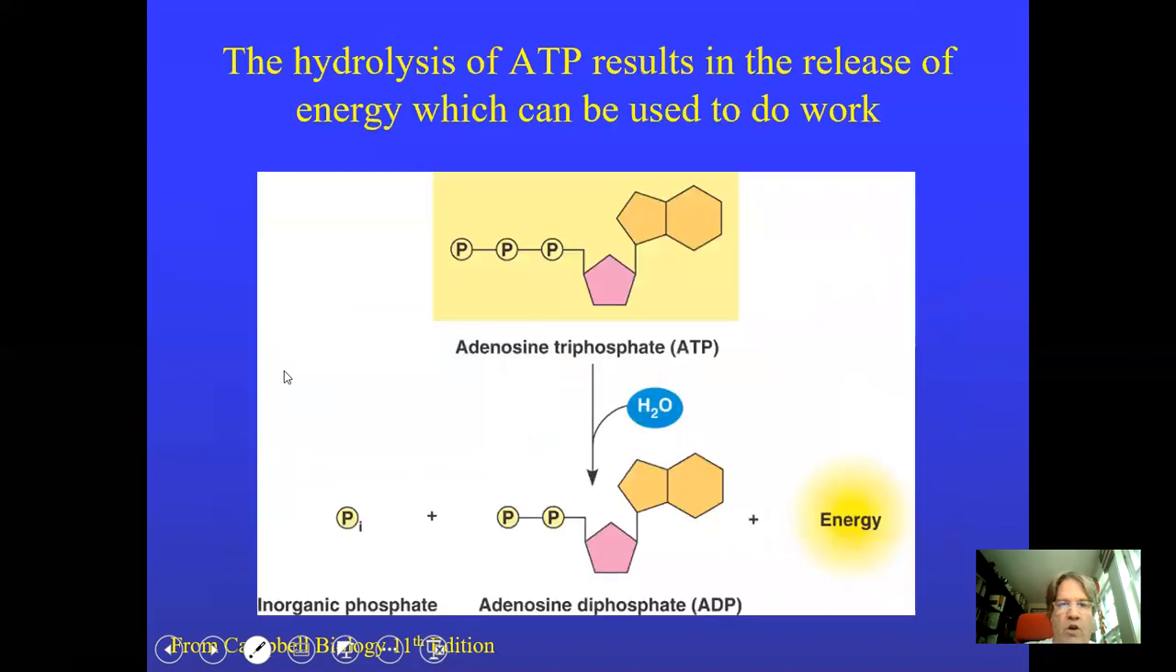Okay, so hydrolysis of ATP results in the release of energy, which can be used to do work. Here we have our ATP schematized, right? And you remove phosphate. This is called phosphate, inorganic phosphate, or Pi, right? I stands for inorganic. And when you hydrolyze this reaction, you get energy here, right? But of course, in a cell, this is not just energy floating around to be used in reactions in some sort of magical way, right?